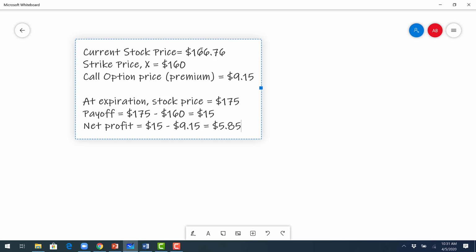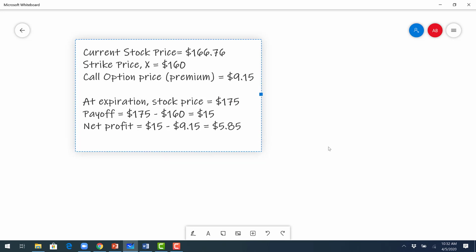And that is when the stock price has not gone up that much, right? When you established this position, the stock price was 166.76 and it went up to 175, right? So stock price went up by like 5-6%. But your option position earned a profit of something like 60%, right? So that's a huge profit. So this is a favorable situation, when the price goes up.